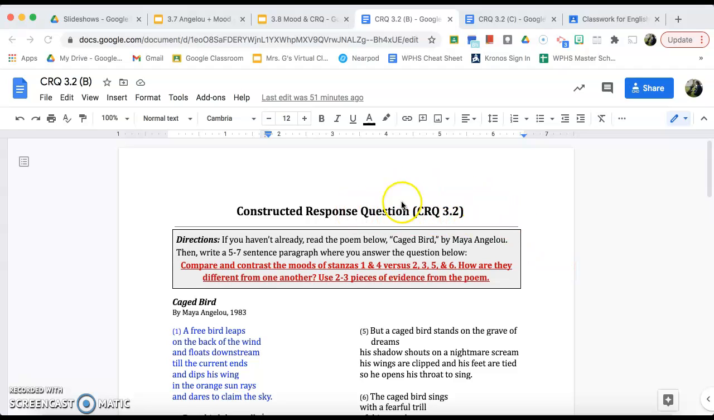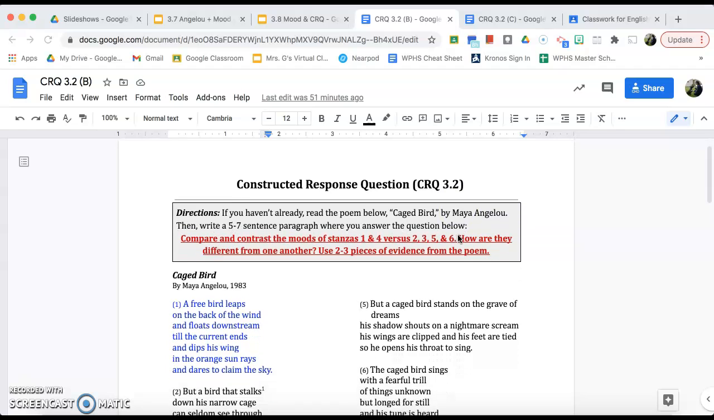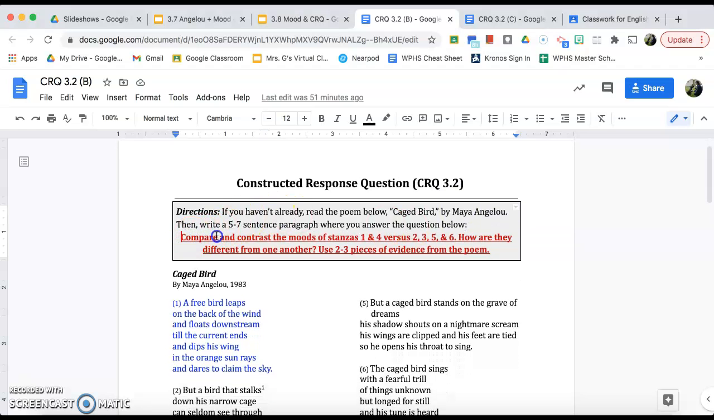on their CRQ 3.2. So the question is, compare and contrast the moods of stanzas 1 and 4 versus 2, 3, 5, and 6. How are they different from one another? Use 2 to 3 pieces of evidence from the poem to support your answer. Okay, so we are comparing and contrasting the moods in two different groups of stanzas.